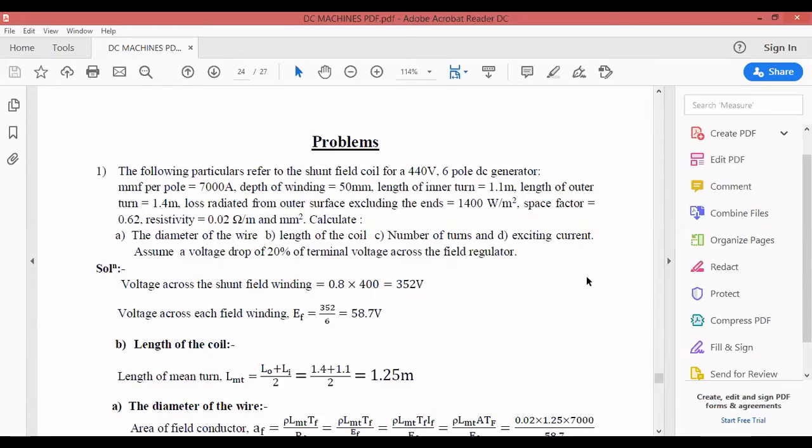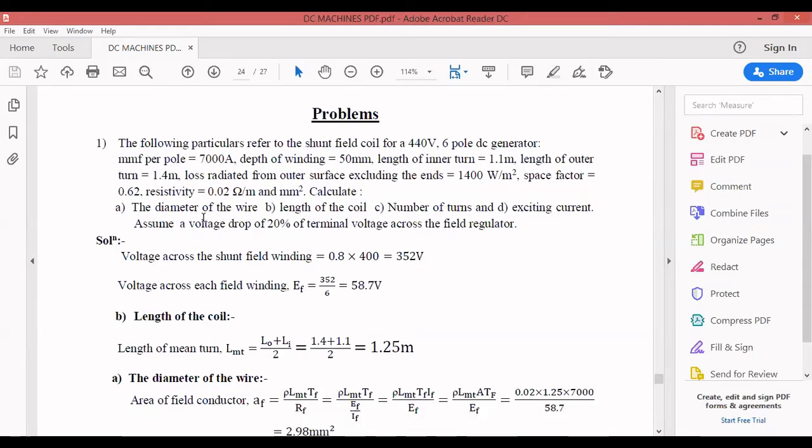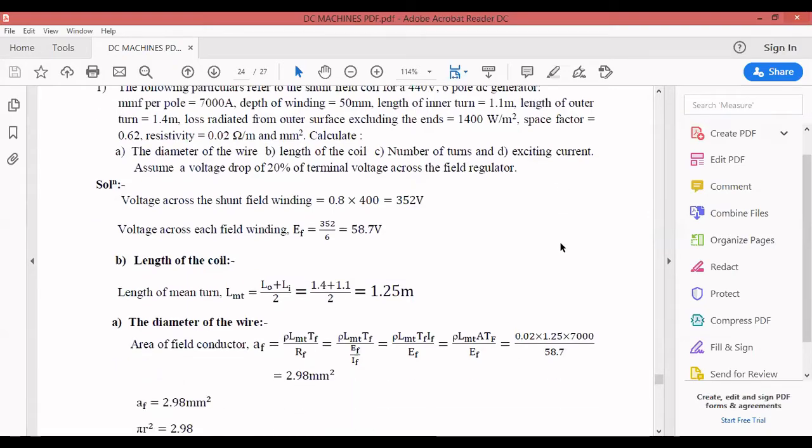So let us go step by step now. What do I have to calculate? These are the parameters we're going to calculate normally: diameter, length, number of turns, IF, then loss. You go step by step.